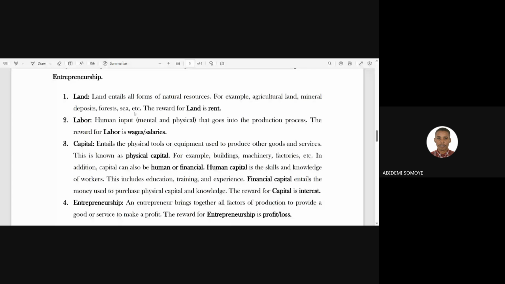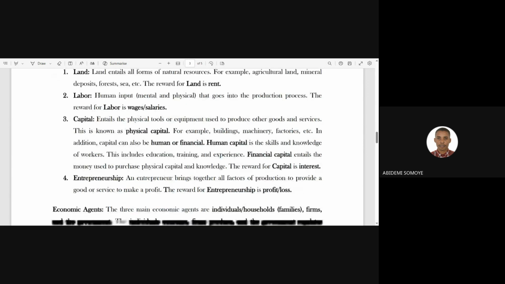Okay, you can see here that I said land entails all forms of natural resources, for example, agricultural land, mineral deposits, forest, sea, etc. I also said labor, in regards to human input, mental and physical, that goes into the production process. The reward for labor is wages or salary.